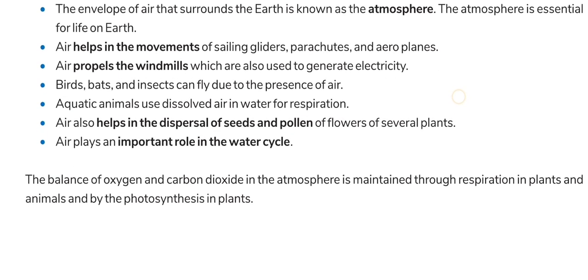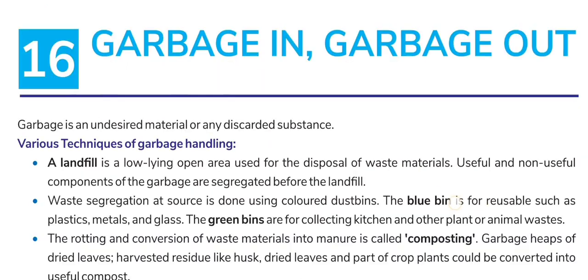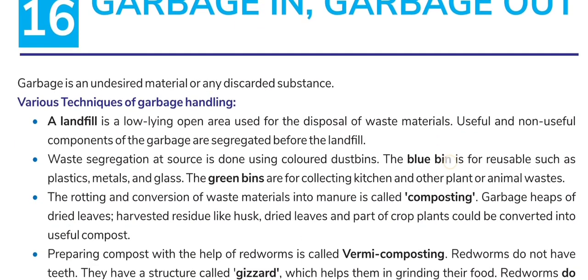Aquatic animals use dissolved air in water for respiration. Air also helps in the dispersal of seeds and pollen of flowers of several plants. Air plays an important role in the water cycle. The balance of oxygen and carbon dioxide in the atmosphere is maintained through respiration in plants and animals, and by the photosynthesis in plants. Garbage is an undesired material or any discarded substance.